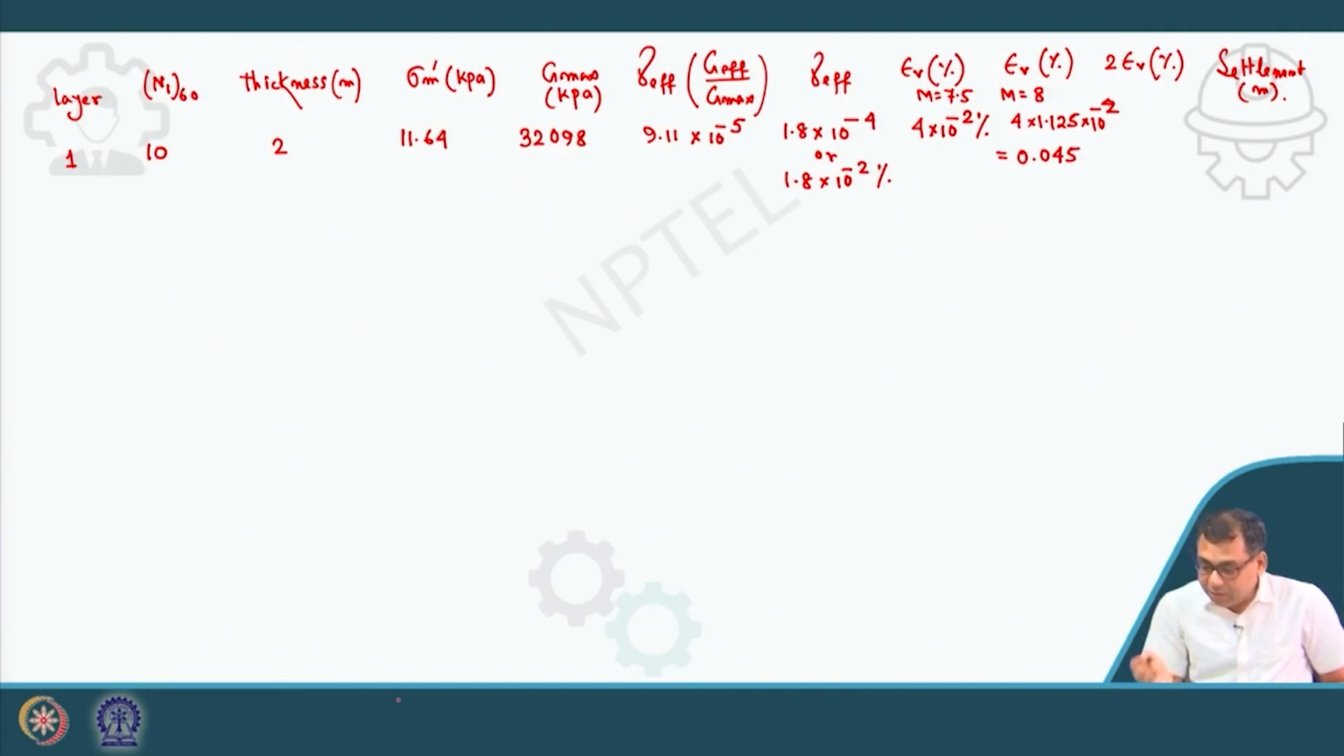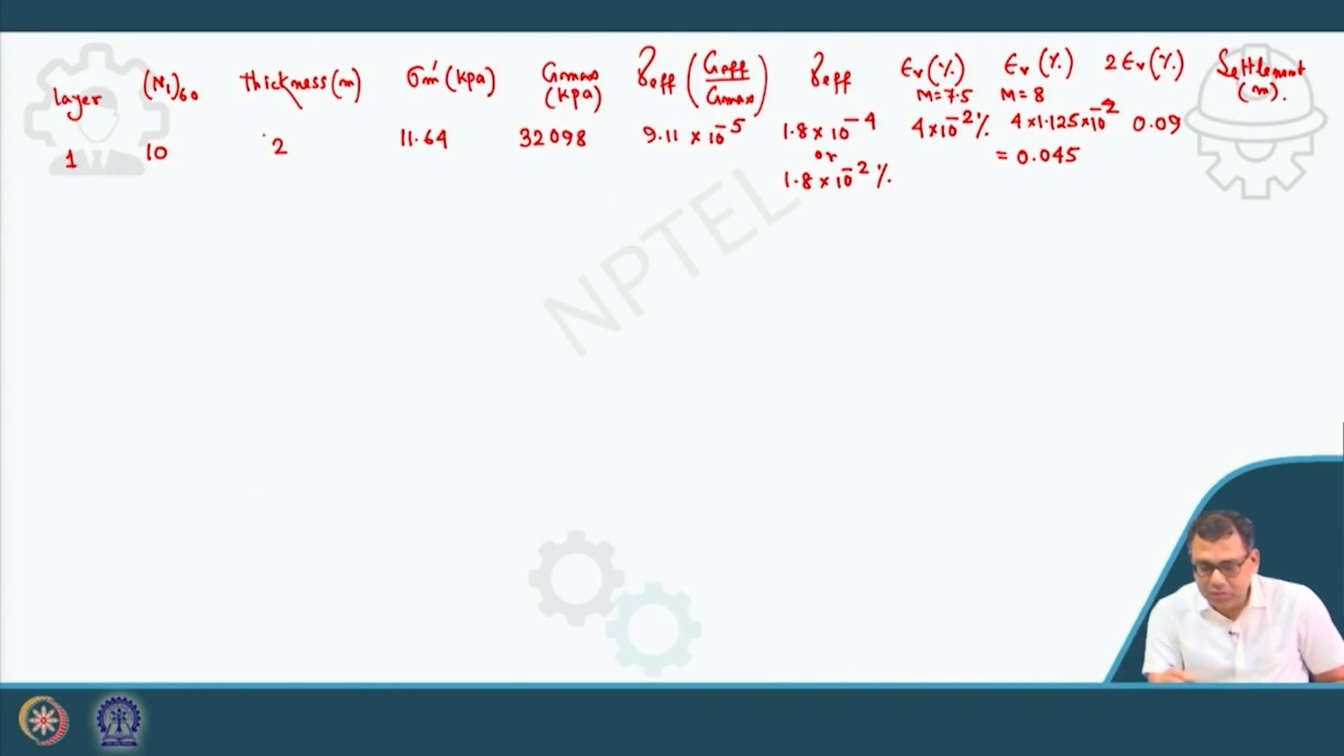Okay. Now, you have to multiply the 2. So, that means here it will be, again, in percentage. If I multiply it by 2, it will be 0.09 percentage. Now, the settlement, I have to multiply it by 2 meter. So, 2 into 0.09 divided by 100. Because it is in percentage, how will I get the settlement?